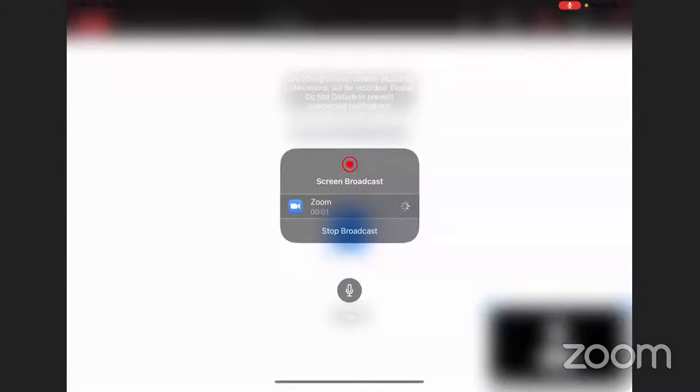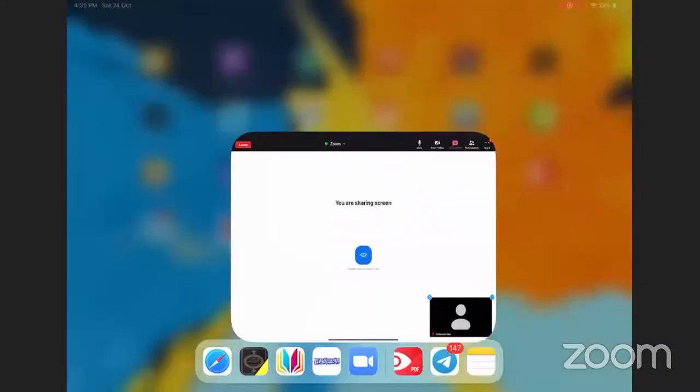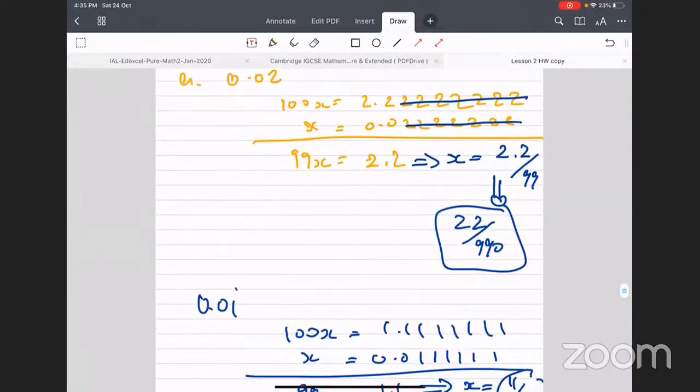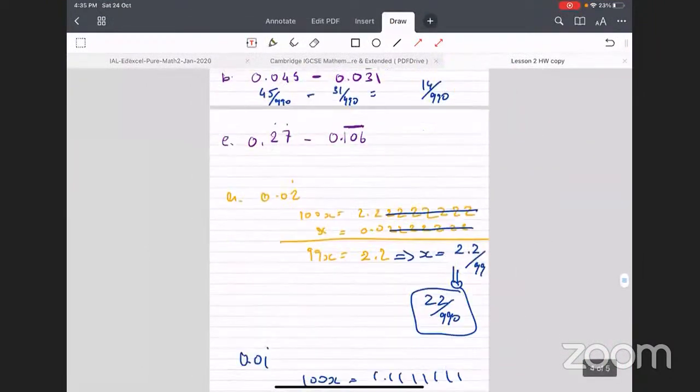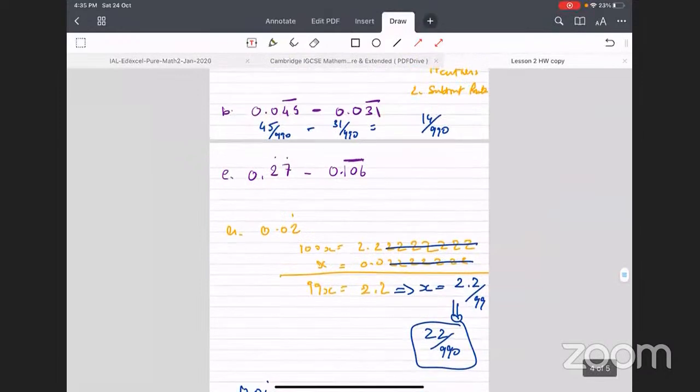Let me share here. Okay, very good. So any questions regarding the homework? Okay, we solved number B. Is number B clear?